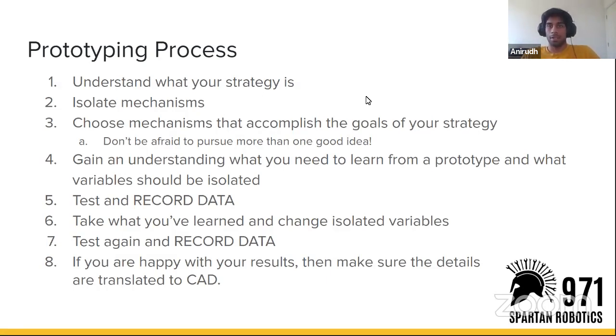After that, if you are satisfied, you can move on into the CAD section. If not, you can repeat your prototyping process and change those isolated variables we were just talking about. And you can keep on doing this up until you need to start doing CAD or you feel like your prototype has accomplished its previous set goal. After that, if your prototype accomplishes your set goals, you can move on to doing CAD and translate details from your prototype that made it successful into CAD.